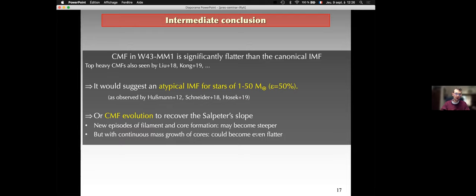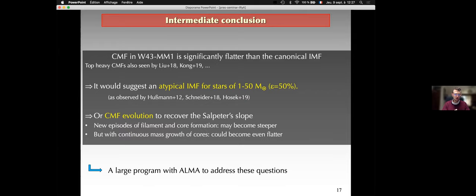The slope can get closer to Salpeter if a new episode of low mass star formation happens in the future. But on the other hand, it can also get flatter if cores gain mass and high mass cores become even more massive. So there are still many questions.